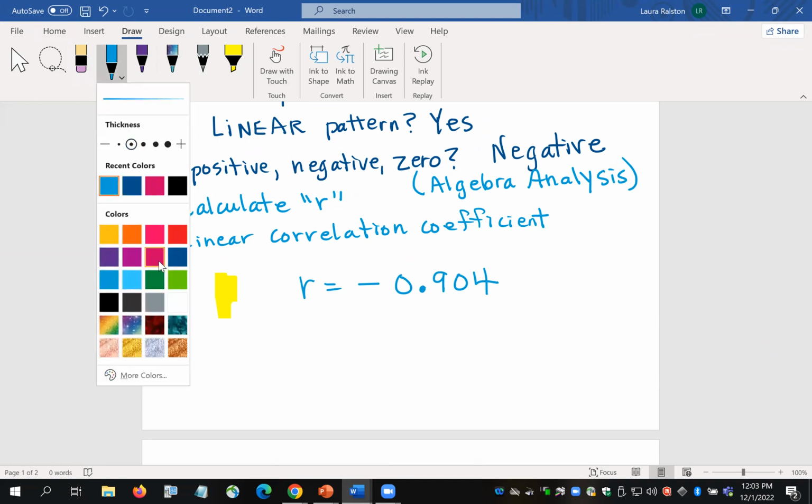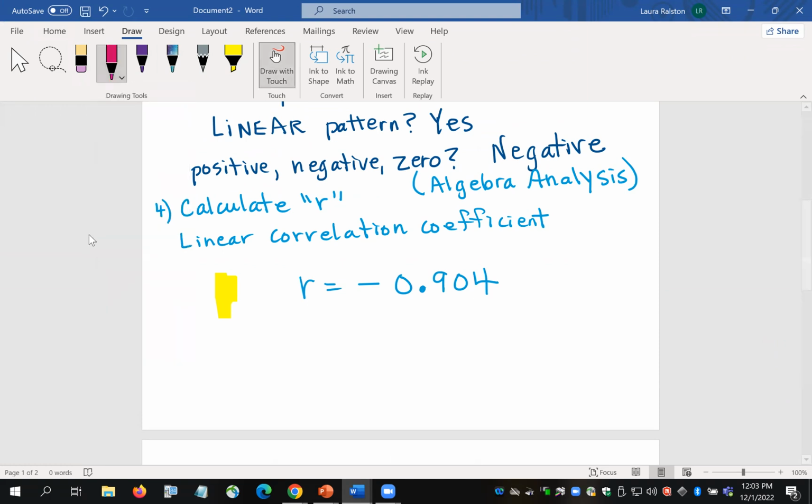Now, as a quick little reminder, remember that the R has to be between -1 and +1. And if you're looking at that kind of as a scale, the closer you are to 1, the stronger the relationship. So if you're close to 1, it's strong. If you're close to 0, it's weak. If you're kind of middle of the road, it's what we call moderate.